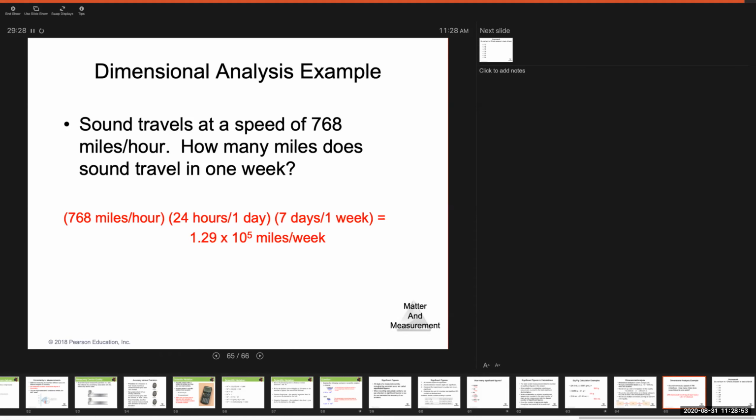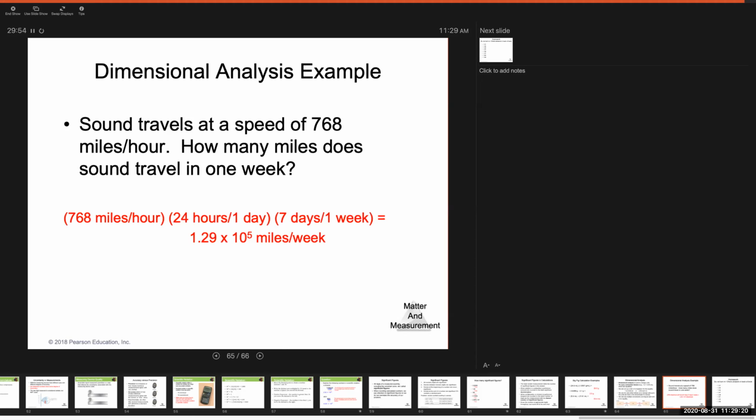That just means that if you have something in the numerator, if you have days in the numerator and days in the denominator, for instance, they cancel each other out. In this case, we have miles in the numerator, we don't have any miles in the denominator, so that miles unit has to stay in the numerator. And for this example, there's no weeks canceling out, so we wind up with weeks in the denominator.